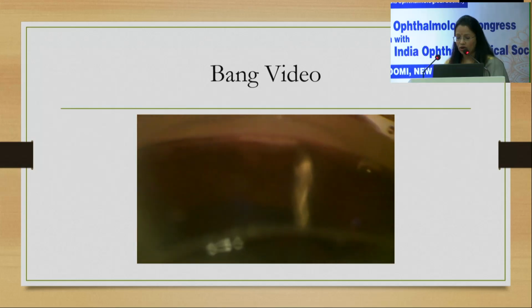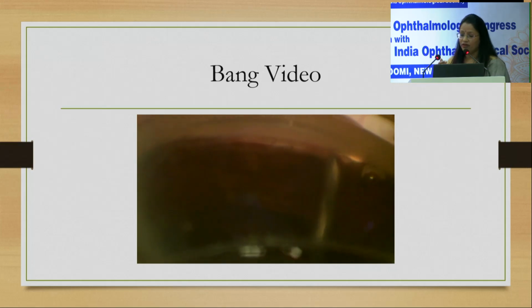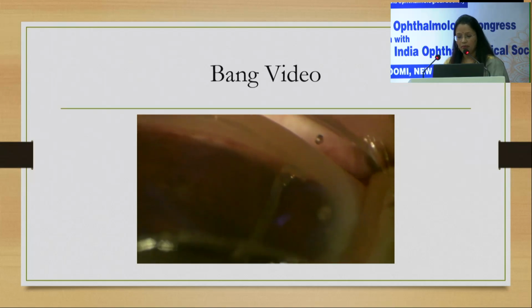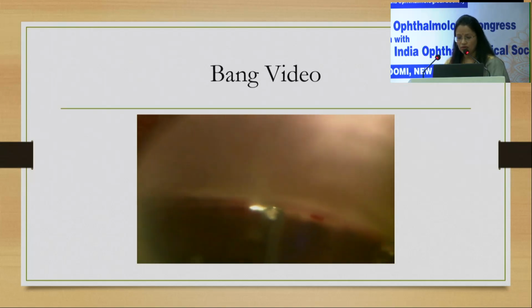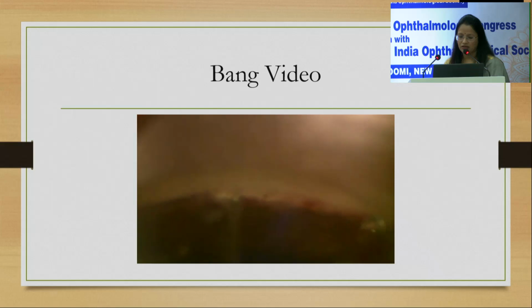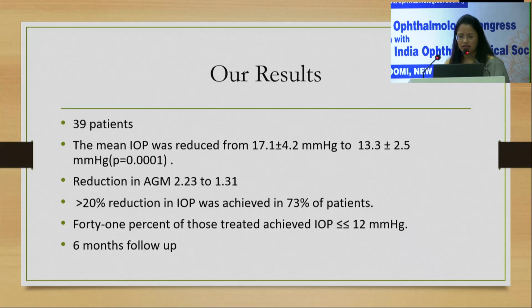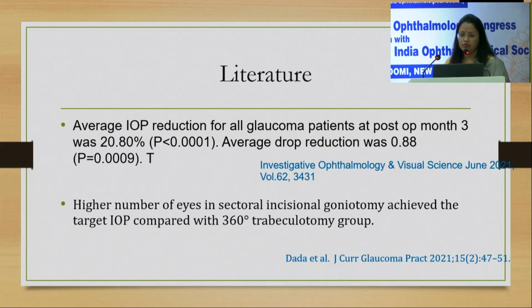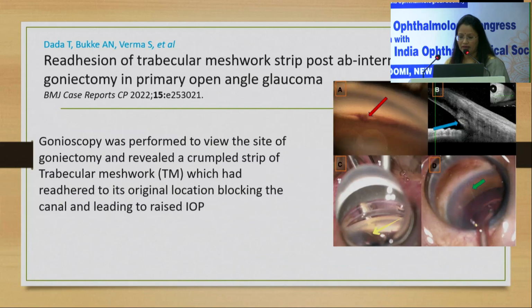The only thing is, because the cut here is slightly irregular, chances of fibrosis are more common in BANG surgery. But because it is a very cheap surgery to be done along with phacoemulsification, nowadays people are doing it quite commonly. So these are our results. We found a 20% reduction in IOP in our patients also, with a reduction in anti-glaucoma medications in our subset of patients. Although we had some complications like hyphema, it resolved very nicely. So this is the literature review for BANG surgery.